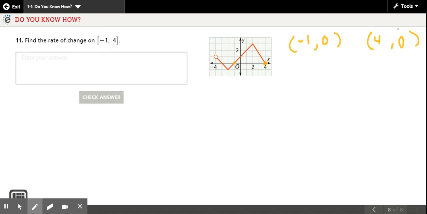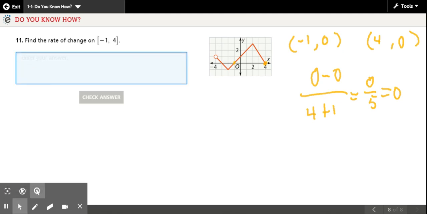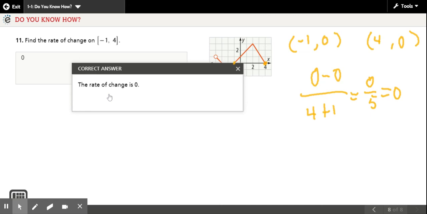So then the average rate of change is the slope between those two points. So it's a change in y, 0 minus 0, over the change in x. So 4 minus negative 1. So 4 plus 1, which is 5. So you get 0 over 5. 0 divided by anything is 0. So the rate of change over that interval, from negative 1 to 4, is 0. Okay, so the rate of change there is 0.